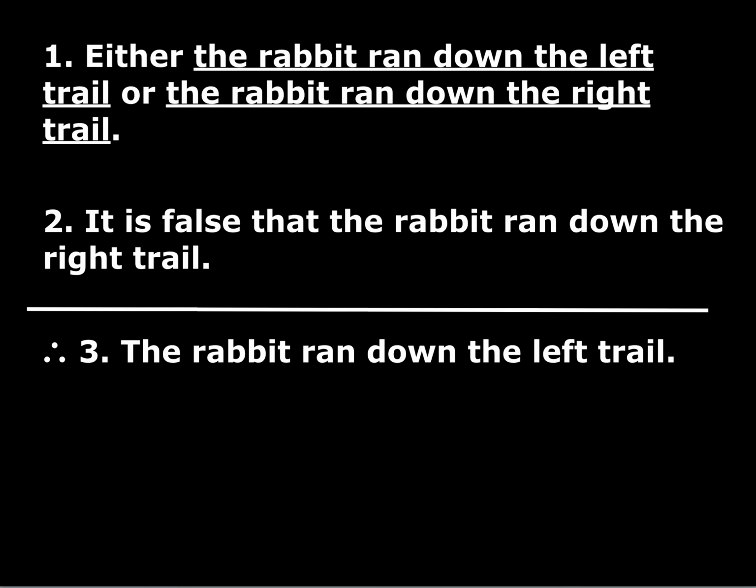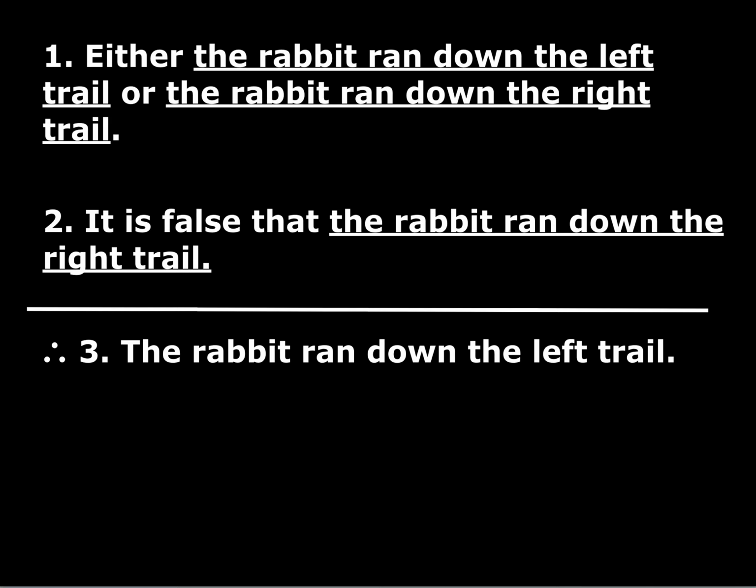Let's look at premise 1. Premise 1 is a statement, but it's a compound statement. If you look at it, you can see that it has parts, in this case two parts, which are themselves statements. And I've underlined them here. The first is the rabbit ran down the left trail. That's a statement. That could be true or false. That's making a claim. We also have the rabbit ran down the right trail. That by itself is a statement. But premise 1 is a compound statement because it has these parts which are themselves statements. And it's putting these parts together with this either or. Okay, we'll get back to that.